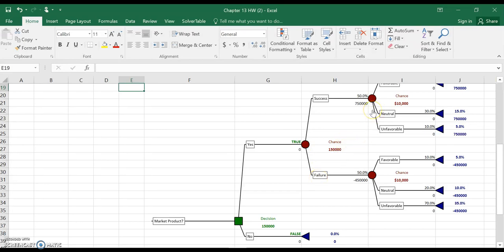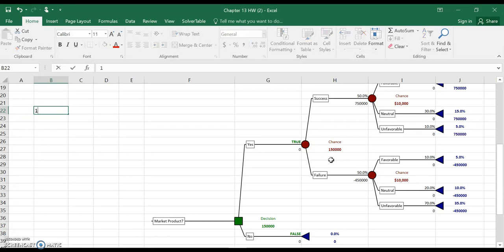And then once you have those, then you have a decision about whether or not to market the product. And then after that, you have success or failure. So again, the student has most of the elements to the tree. They're just not quite in the right spot. So let me go over placement.